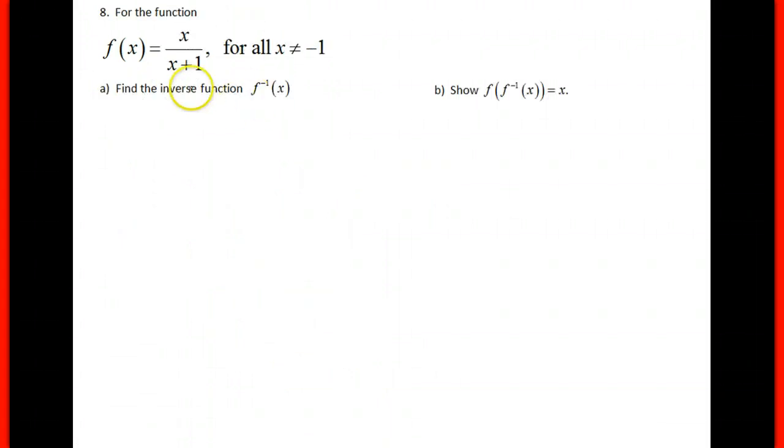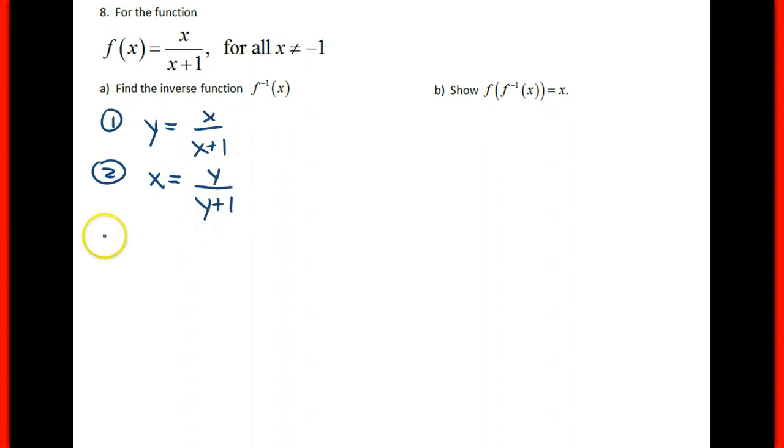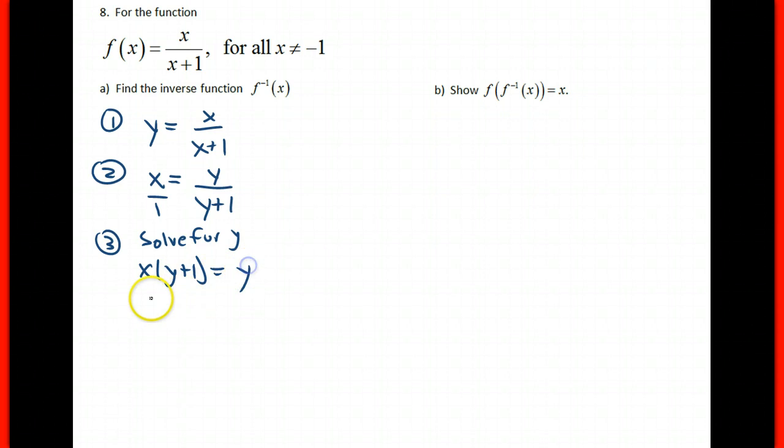Number 8, we have to find the inverse. The first step in finding the inverse, replace the f of x with the y. Second step is to interchange the x and y. The third step is to solve for y. And we'll start that by cross multiplying and get x times the quantity y plus 1 is equal to y.